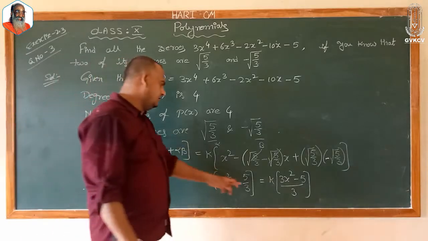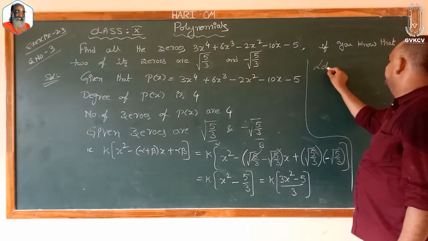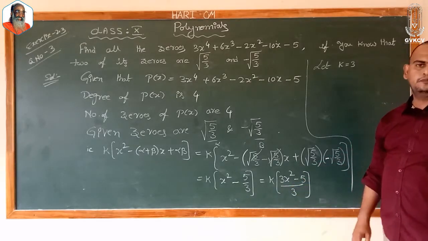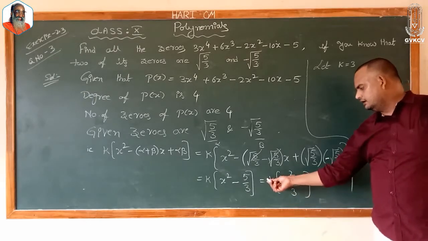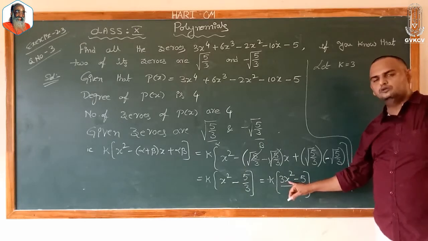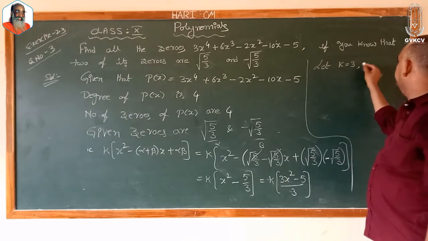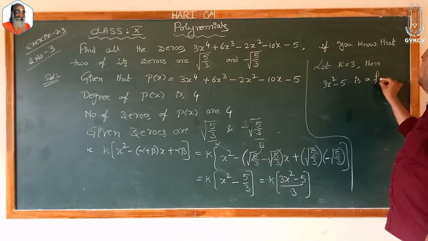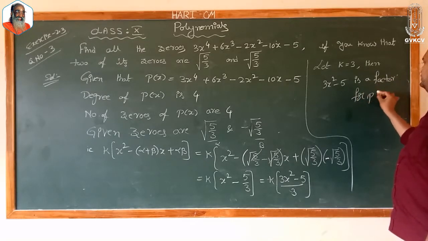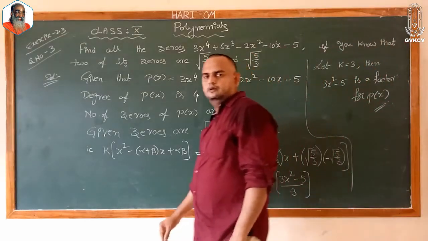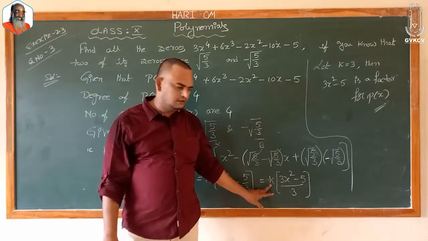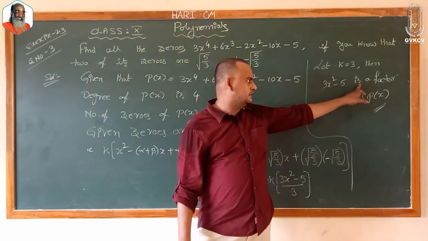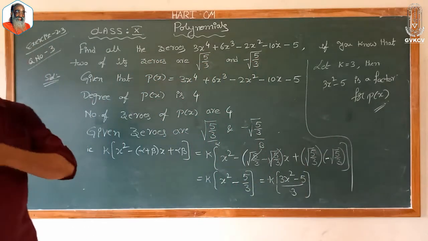When I have 3x^2 minus 5, let k equal 3. When I take k equal to 3, k and 3 both get cancelled. Then finally what do I have? 3x^2 minus 5. So with k equal to 3, we have 3x^2 minus 5 as a factor for P(x). So this 3x^2 minus 5 is nothing but a factor for the polynomial P(x).